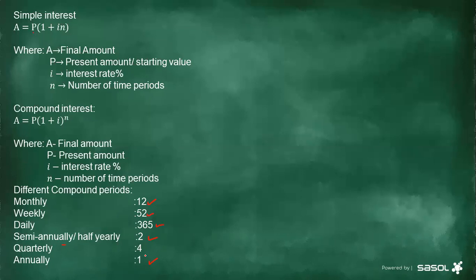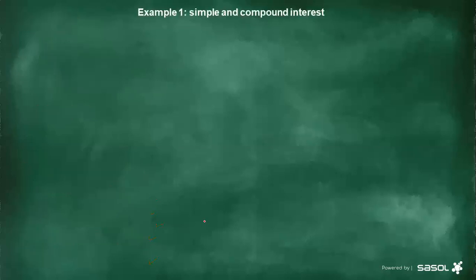And then of course the last one is compounded annually. We said it's a year, then it's 1. We have only 1 year. All right. And now let's proceed and see the example under simple and compound interest.